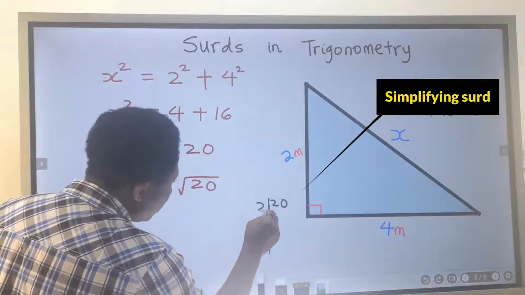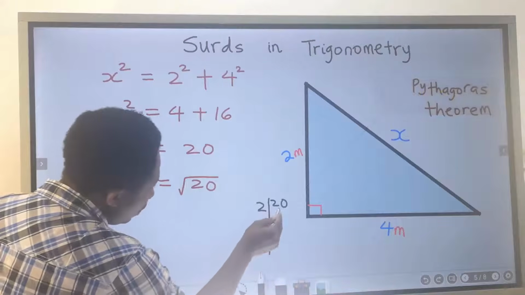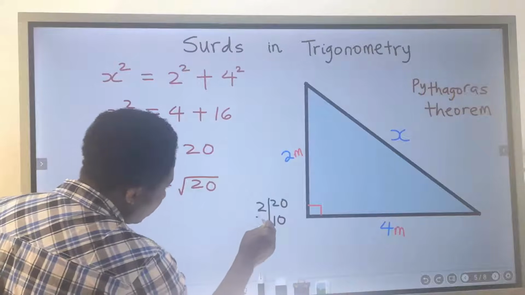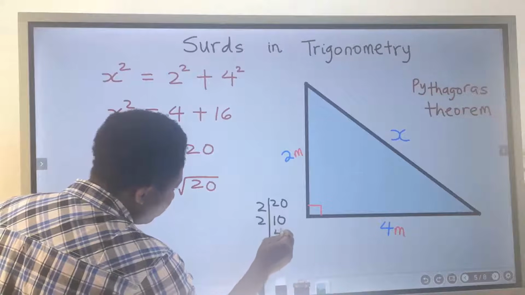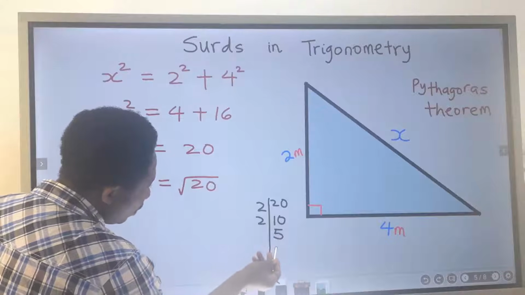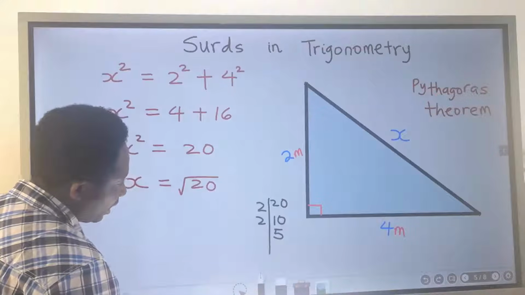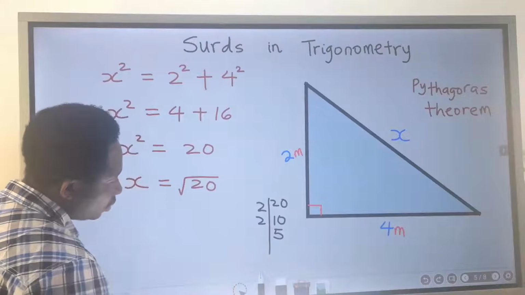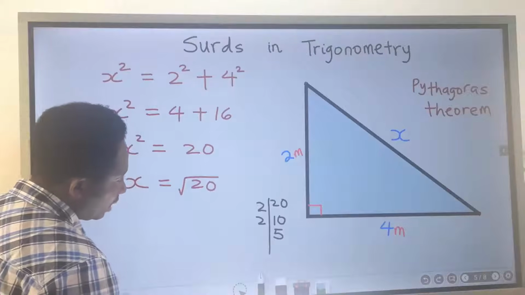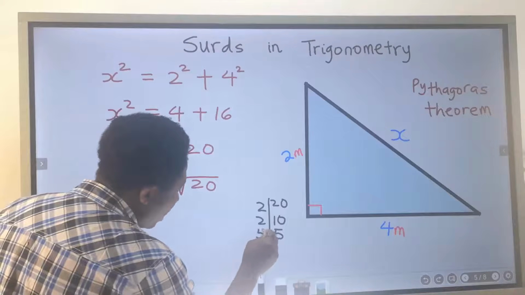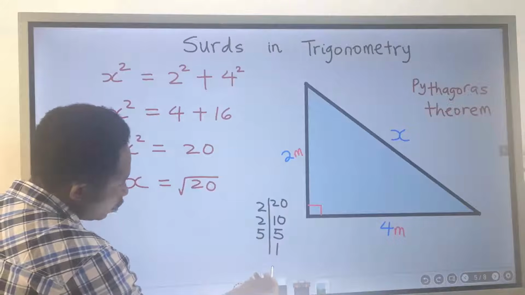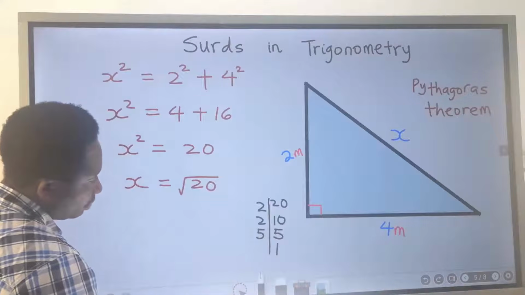We'll start with 2. 2 into 20 is 10. 2 can go into 10, 5. 2 cannot go into 5 without a remainder. 3 cannot go without a remainder. 4 cannot go without a remainder. But 5 can go into 5, 1. Once we get 1, we stop.